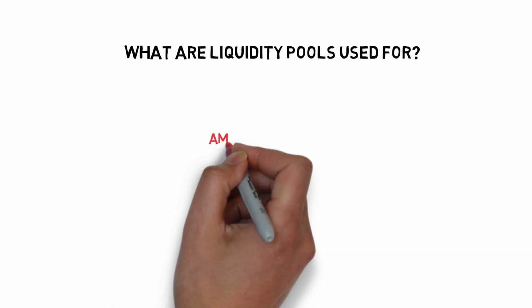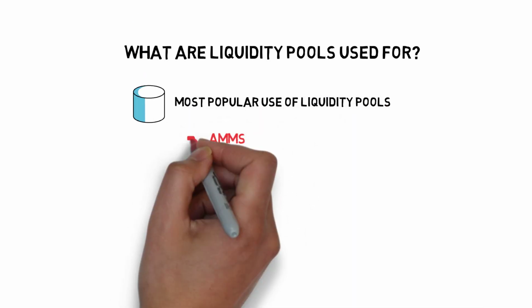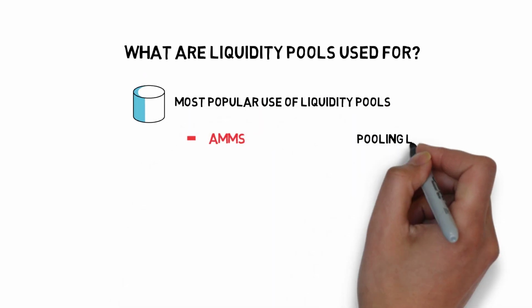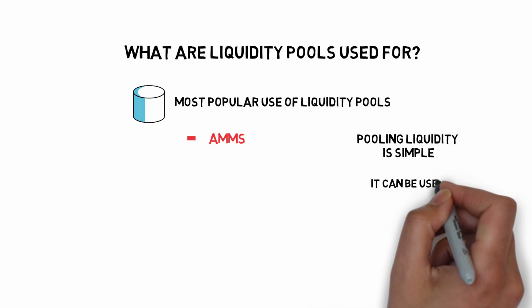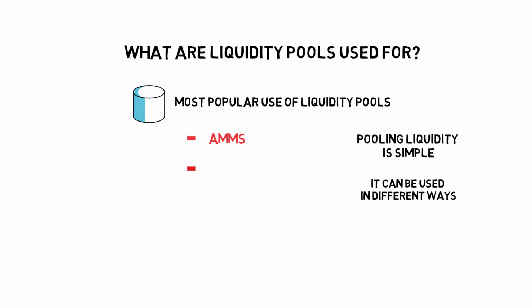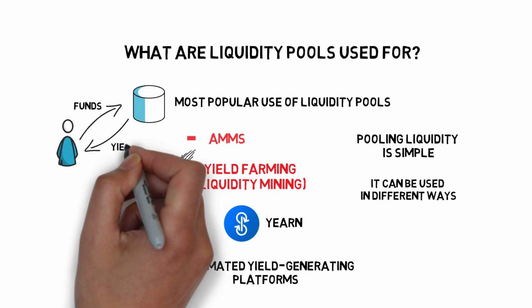What are liquidity pools used for? So far, we've mostly discussed AMMs, which have been the most popular use of liquidity pools. However, as we've said, pooling liquidity is a profoundly simple concept, so it can be used in a number of different ways. One of these is yield farming or liquidity mining. Liquidity pools are the basis of automated yield-generating platforms like Yearn, where users add their funds to pools that are then used to generate yield.